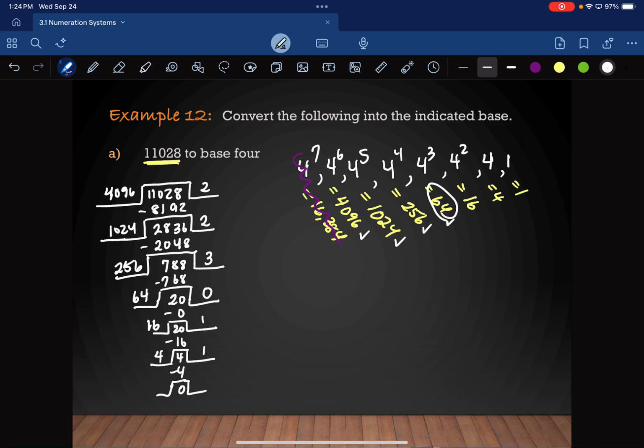I know there's a 0 down here at this point, but we have to divide by every value all the way down to 1. And how many 1s go in? 0, because there's nothing left, right? So we have 2 0 placeholders in this expansion of numbers. So let's see, I have 2, 2, 3, 0, 1, 1, 0, and I'm in base 4. So I write subscript 4.